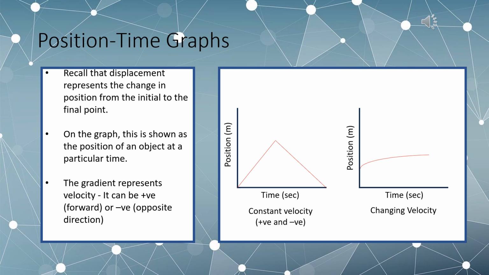The gradient of these lines represents velocity. It can be positive in the forward direction or negative in the opposite direction. So on these examples here, we have constant velocity going positive up and then negative down. We can also have changing velocity, which is when the line is a curve on our graph.